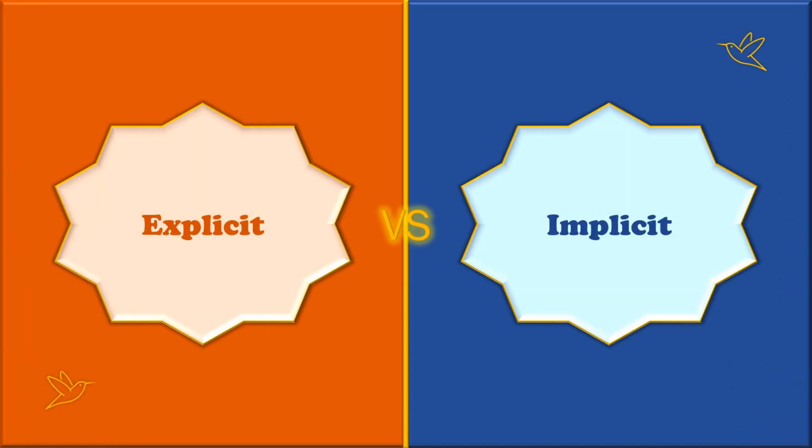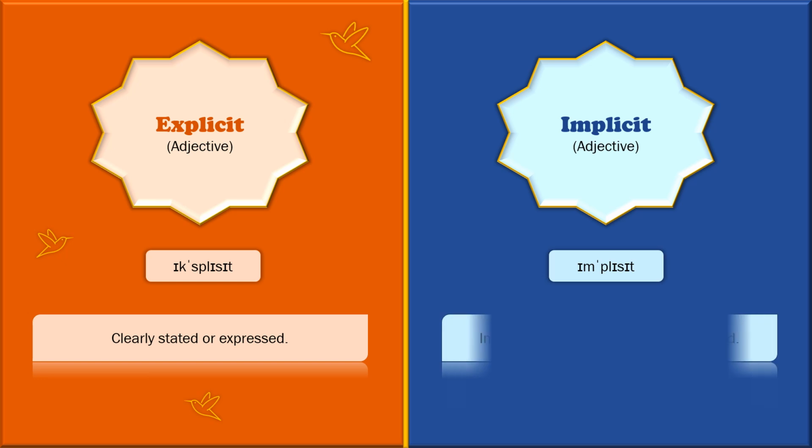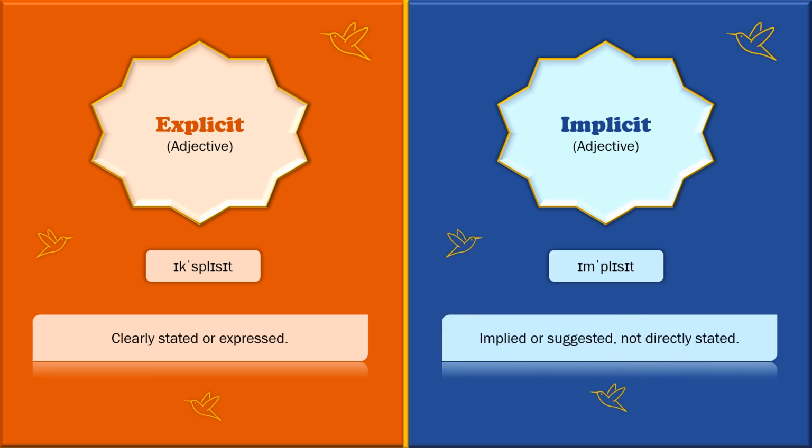Review the spelling and meaning of each form. Focus on understanding how they differ in usage and pronunciation. Explicit, implicit. Explicit and implicit. Explicit means something that is clearly and directly stated, leaving no room for confusion.